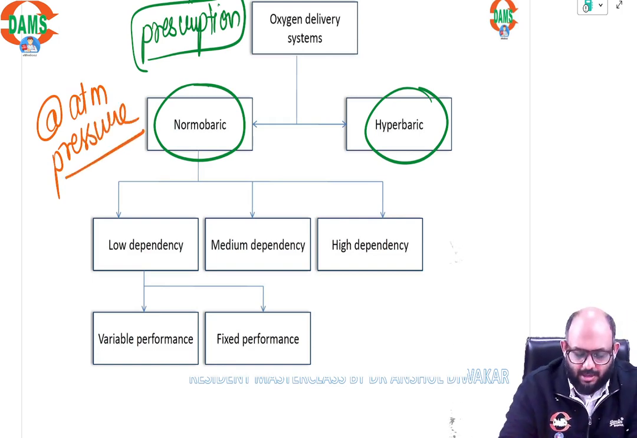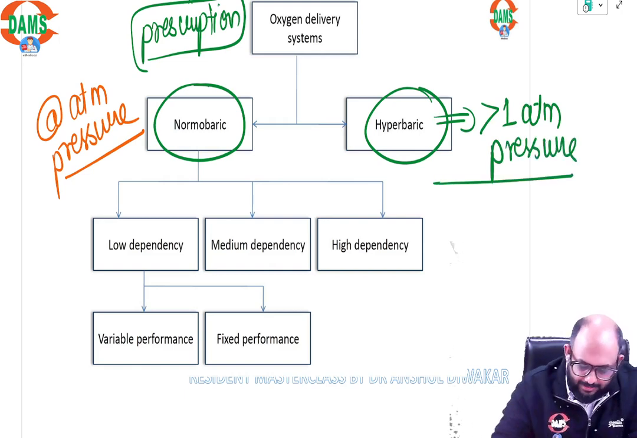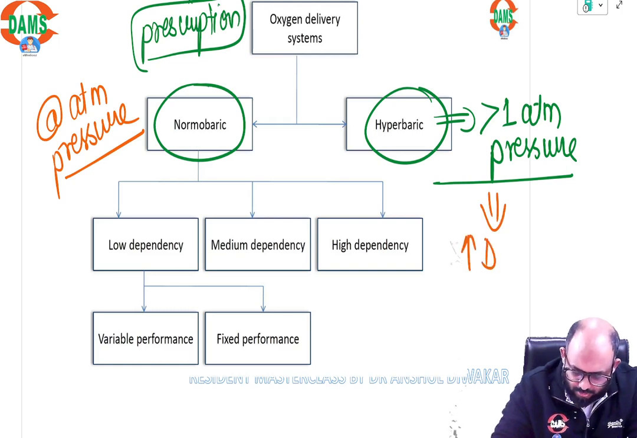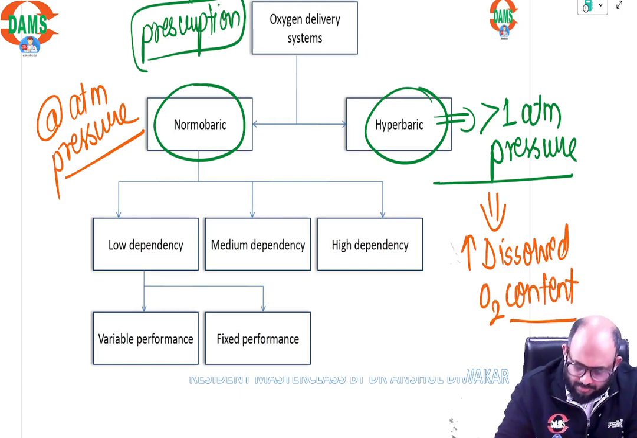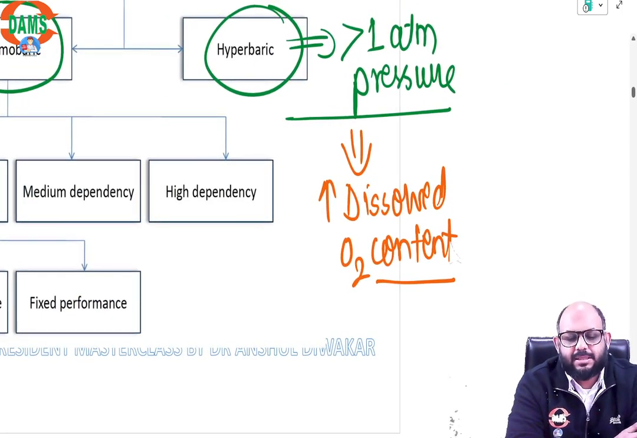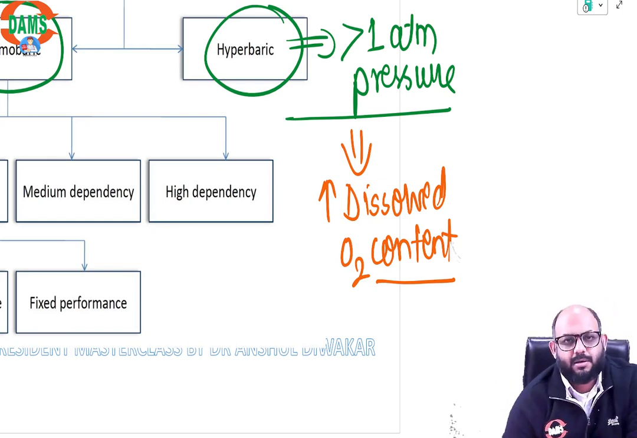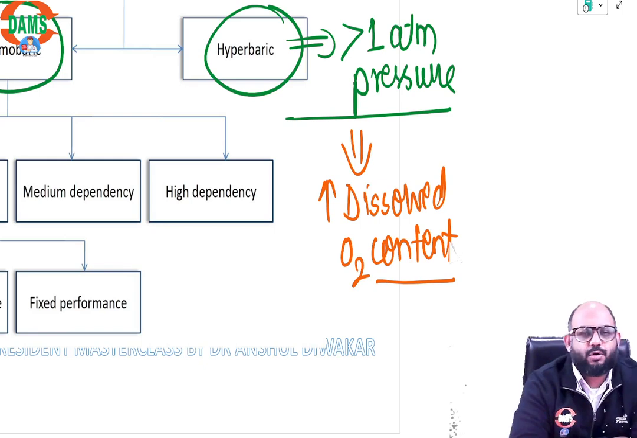At atmospheric pressure. Hyperbaric is when you give oxygen therapy at more than 1 atmospheric pressure. This is when you want to increase the dissolved O2 content, because with increased pressure, there will be increased solubility of oxygen in the plasma. So you use hyperbaric oxygen therapy in conditions where you cannot really do with the hemoglobin part. So what you do, you try to increase the dissolved O2 content.